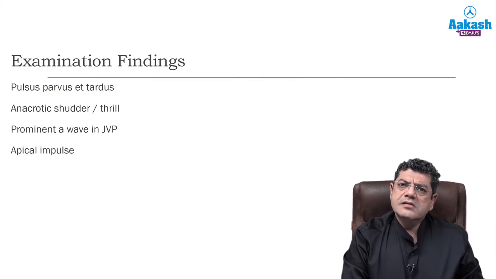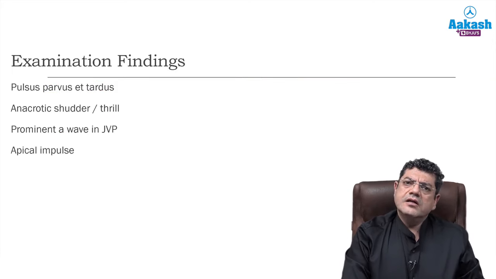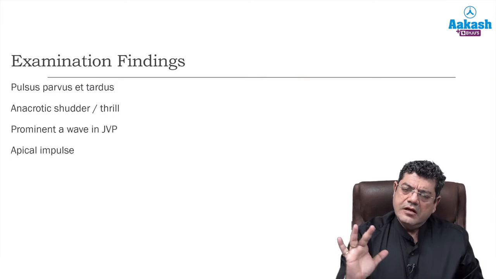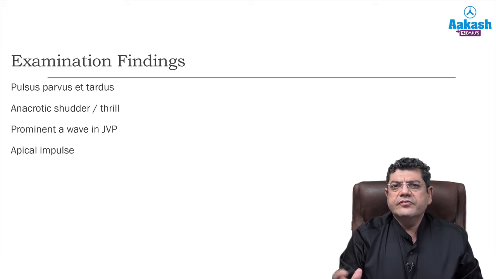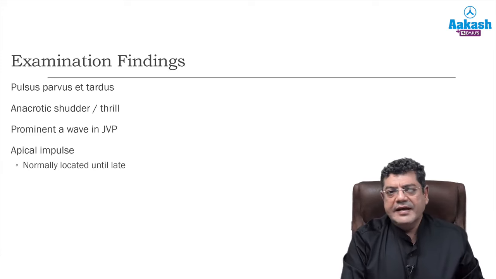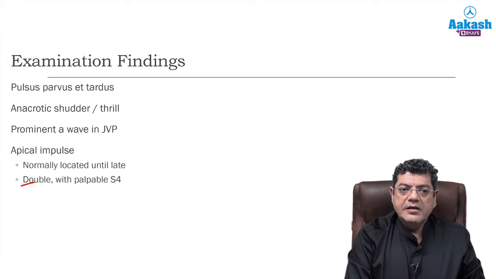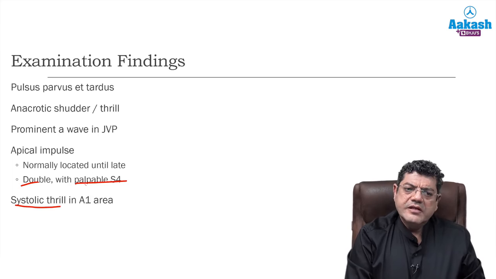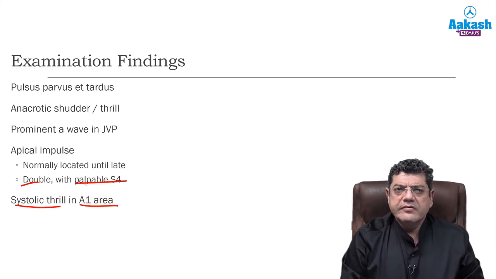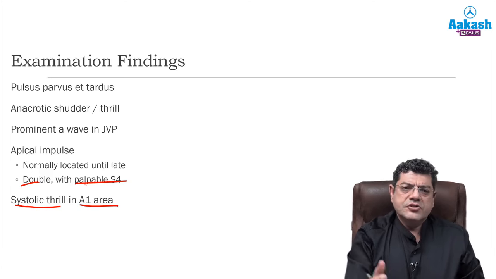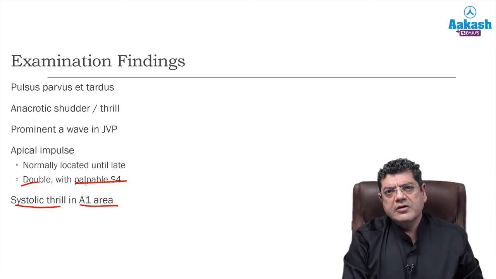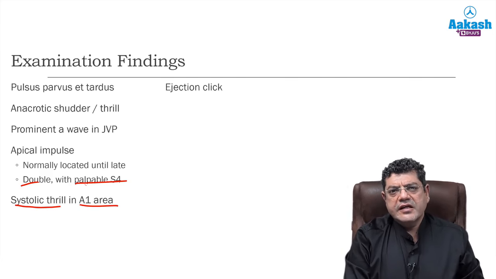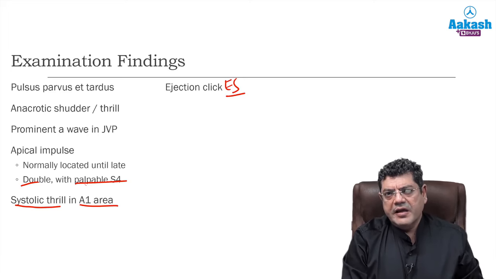The apical impulse is located normally until very late in the course. When there is profound left ventricular hypertrophy and eventually the left heart fails, it shifts a little laterally. Okay, there can be a double apical impulse with a palpable S4 as well. You can palpate a systolic thrill in the first aortic area, which is the right second intercostal space, right? And which coincides with the ejection systolic murmur of aortic stenosis. There can be an ejection click or an ejection sound while the valve is still pliable.